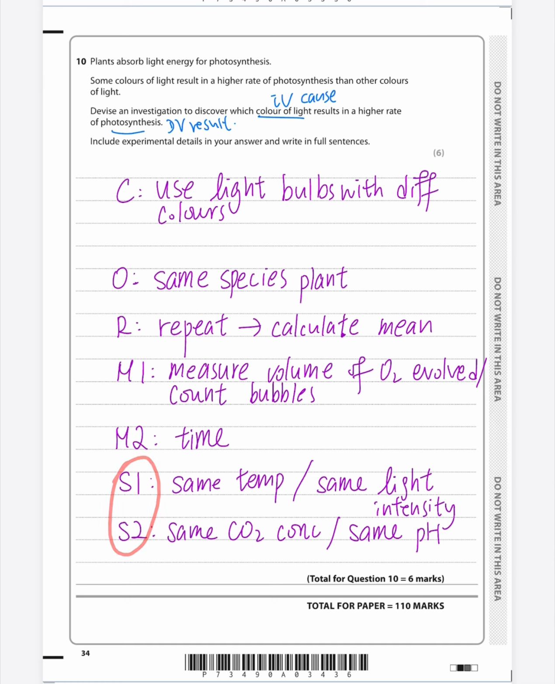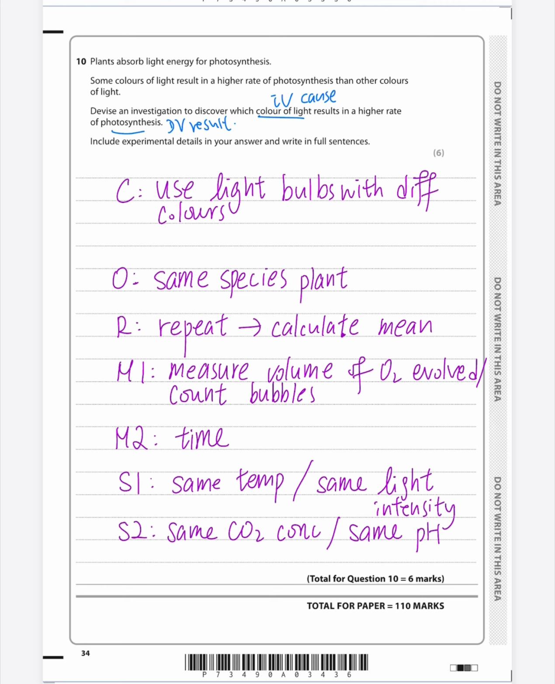Last one, S. S stands for same. It's the control variable. What you need to control in this experiment, we try to mention in 2 aspects. For example, here are the conditions. You need to control the environment, the temperature, the light intensity. Make sure the color of light is the only thing changed in different setups. And for the other side of the control variable, maybe we can talk about the parameters. For example, carbon dioxide concentration, the pH, the mineral concentration in the soil, which also affect the photosynthesis rate.